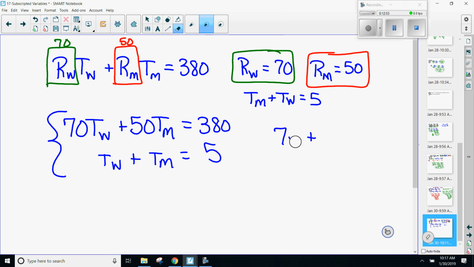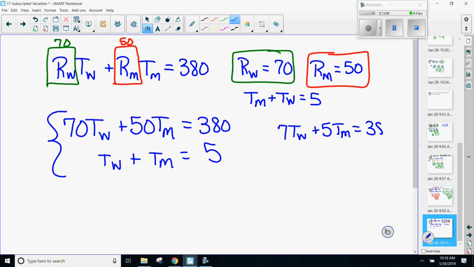I've got to keep that down there so I know it's Wilson's time and not his rate. And I'm dividing it. Let's try this all again. So if I divide by 10, you get 7 T sub W plus 5 T sub M is equal to 38. These two equations right here are equivalent equations. You could use either one.